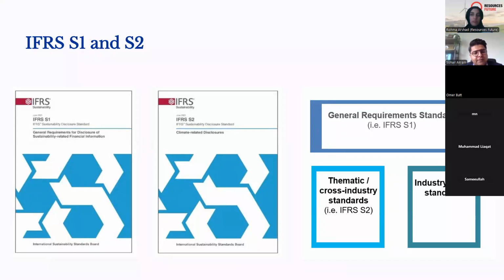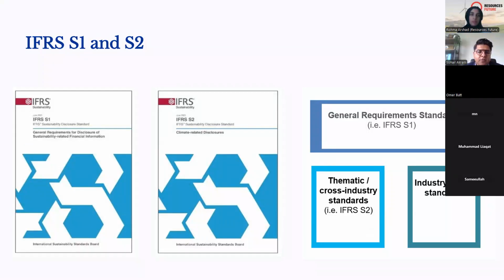ISSB's work as far as sustainability standard development is concerned involves two sorts of standards. One can be termed a thematic standard, like climate is a thematic standard. It relates to all entities. It relates to us. It relates to Unilever. It relates to the automobile industry, all sectors. So it's a thematic standard which can be relevant for different sectors and industries.